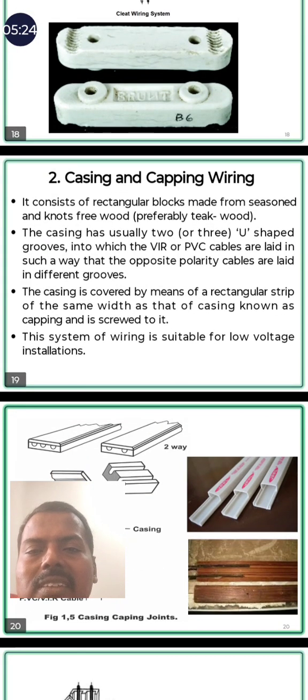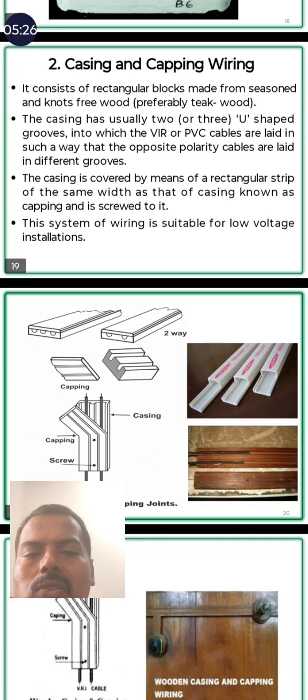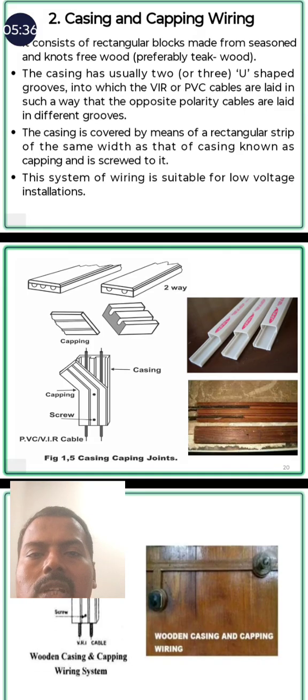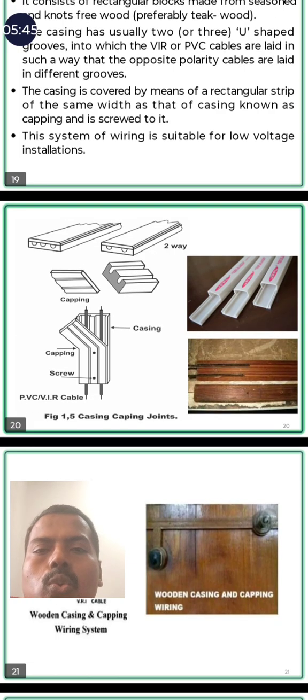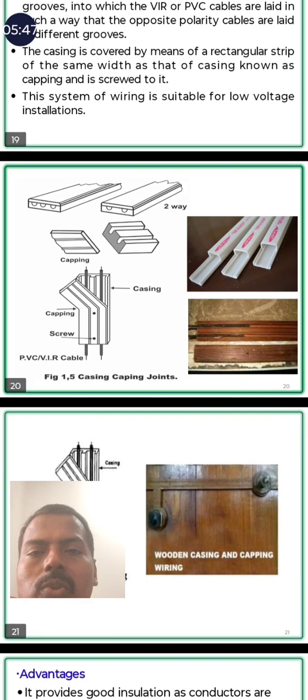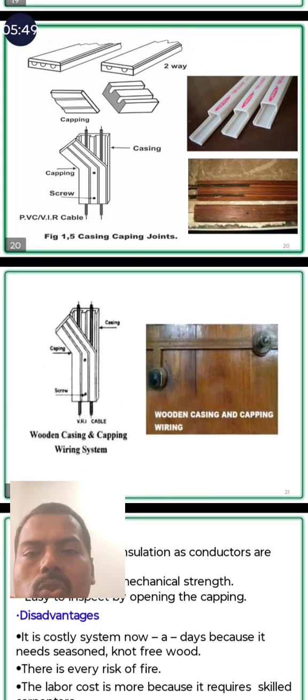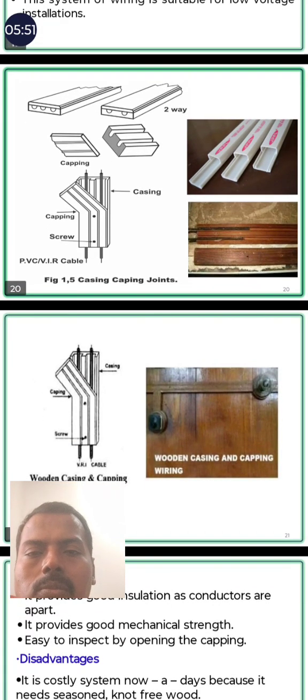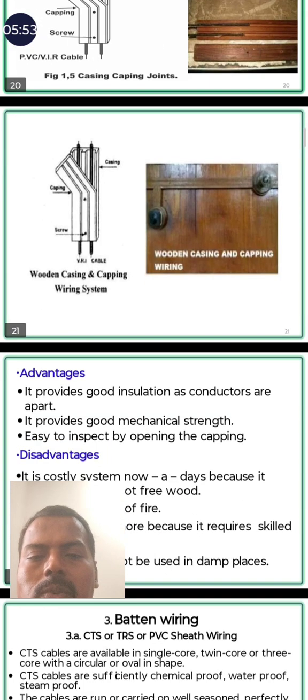The next one is casing and capping. Generally the casing and capping is a rectangular block made of seasoned and non-free wood, preferably teak wood. The casing usually has two U-shaped grooves into which VIR or PVC cables are laid, such that opposite polarity cables are laid in different grooves. This system of wiring is suitable for low voltage installation. Here I have put the diagram.